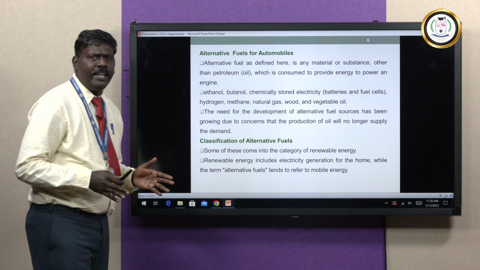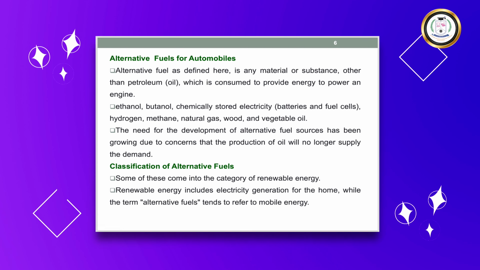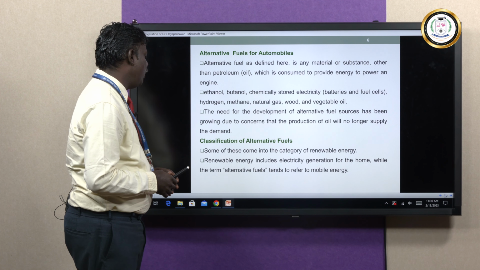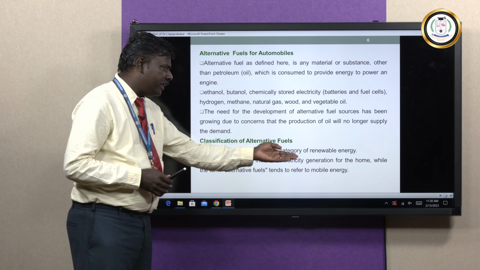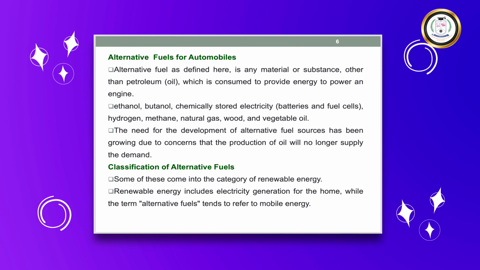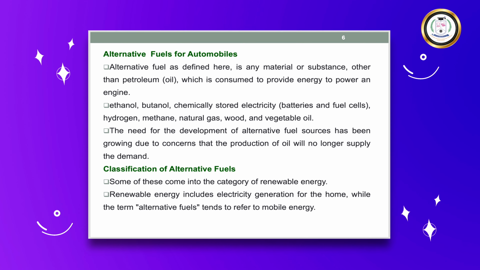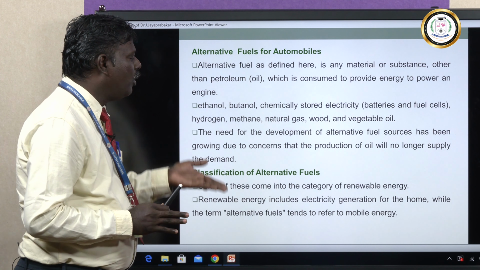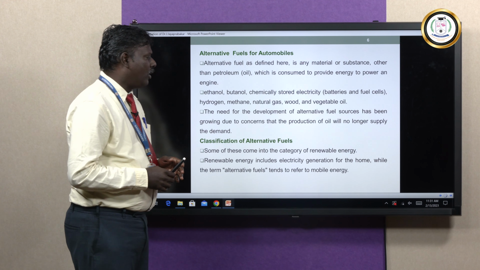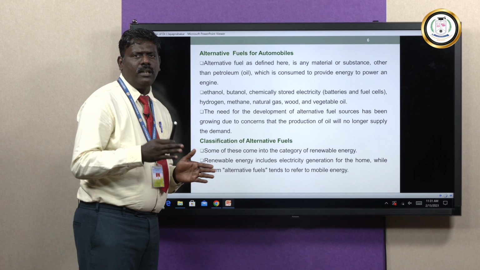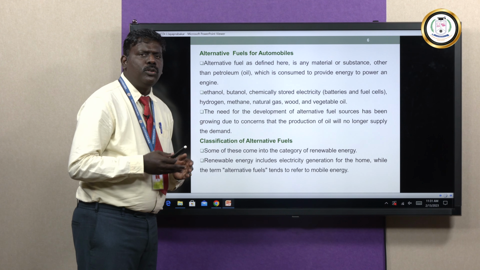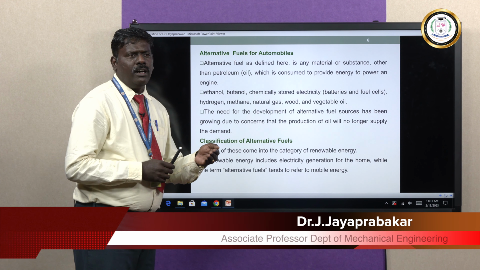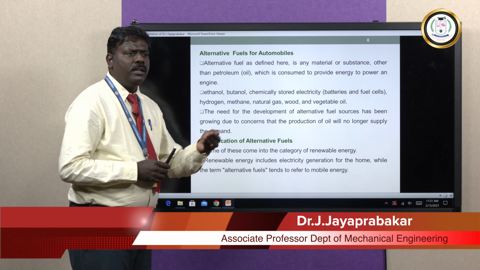There are many categories of alternate fuels. Some of these come under the category of renewable energy also. We have seen what is meant by renewable energy. Renewable energy includes electricity generation for the home, while the term alternate fuels tends to refer to mobile energy, particularly for automobiles. So alternate fuels, particularly the biofuels for automobiles, come under the renewable energy category only. With this information, I want to recall the terms conventional and non-conventional. The listeners should be able to understand the difference between conventional and non-conventional, renewable and non-renewable. Conventional are the systems which have been practiced for a long time.